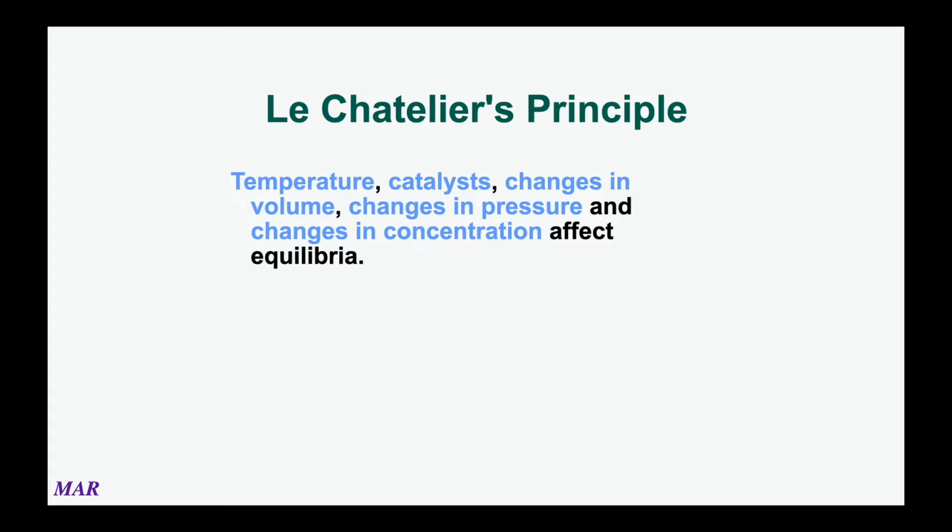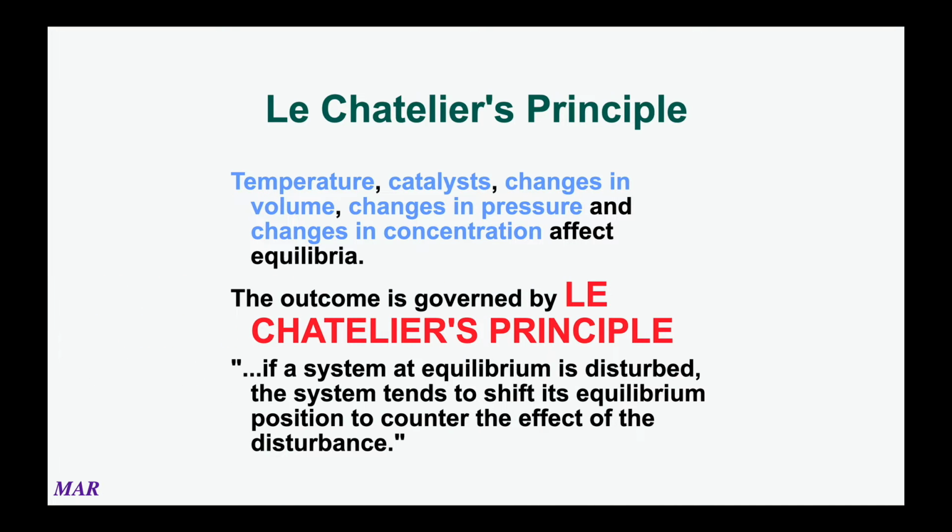We've already seen how you can add more reactant or change quotients to see the effect, but it's more than that. You can also have changes in temperature, changes of pressure. Lots of things will affect the equilibrium position. So Le Chatelier's principle is just how a chemical reaction will adjust to a change. Here's the actual wording: if a system at equilibrium is disturbed, the system tends to shift its equilibrium position to counter the effect of the disturbance.